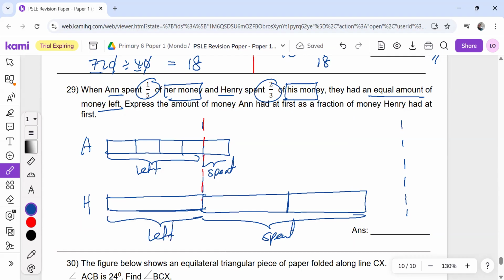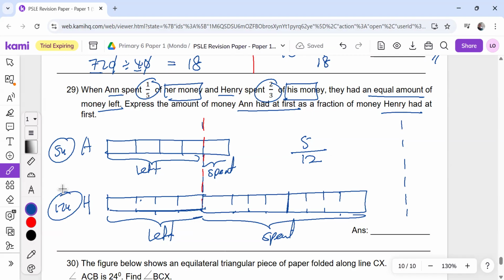And then what do you do next? You have to cut the boxes, make them the same. So 1, 2, 3, 4, 1, 2, 3, 4. So every big box is 4 units. Express the money Anne has at first, which is 5 units, as a fraction of the money Henry had at first, which is 12 units. Henry got 12 units, right? And Anne got 5 units at first. So the answer is 5 over 12.